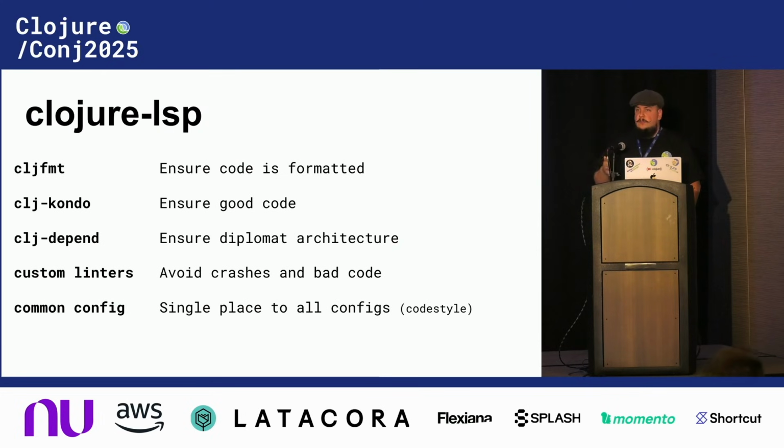Also, we have a lot of custom linters, both on Clojure LSP and CLJ-kondo, to avoid crashes and bugs for things that we already know. And we put all of this together in a common config place. There is a repository with all of those configurations, so every repository just needs to add this other project as a dependency. Since those libraries use the source path of the project to get the configuration, it already gets all of this. So it's a way to keep consistency between all the projects that you have in your company.